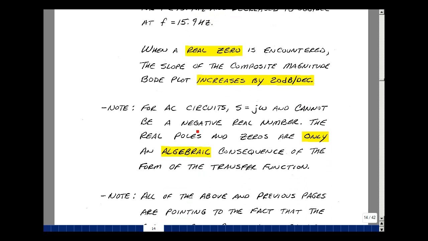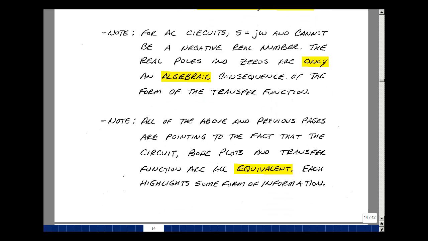Now we are dealing with AC circuits, and s is equal to j omega and cannot be a negative real number. So the real poles and the real zeros are only algebraic consequences of the form of the transfer function. But these can be interpreted. Lastly, to again reiterate, all of the above in the previous pages are pointing to the fact that the circuit, the Bode plots, and the transfer function are all equivalent. Each is highlighting some form of information.